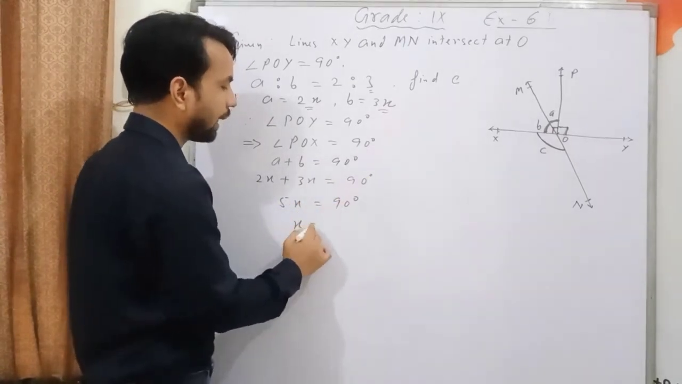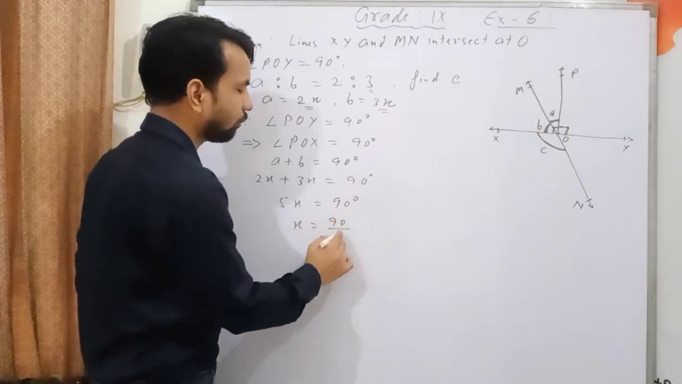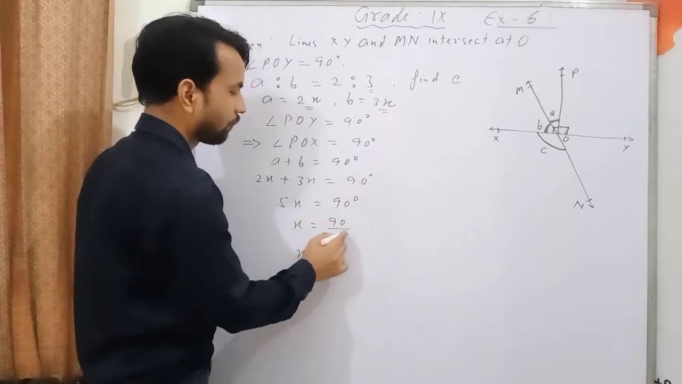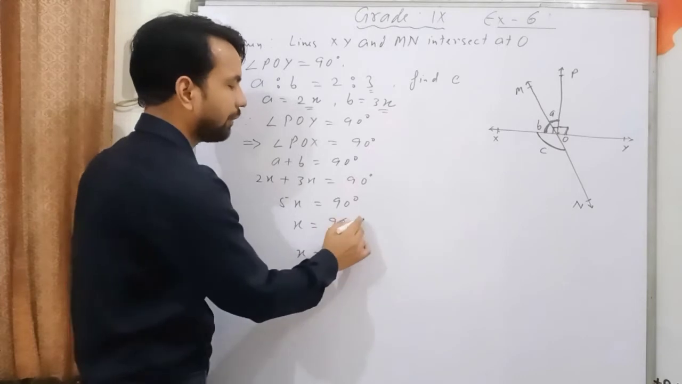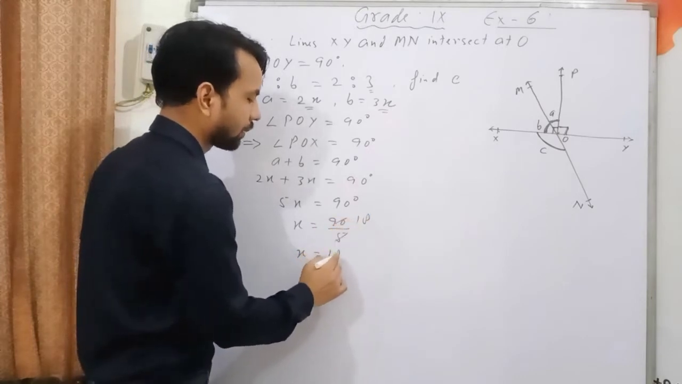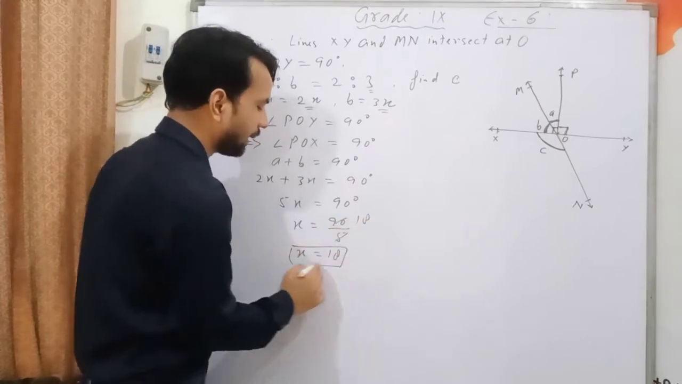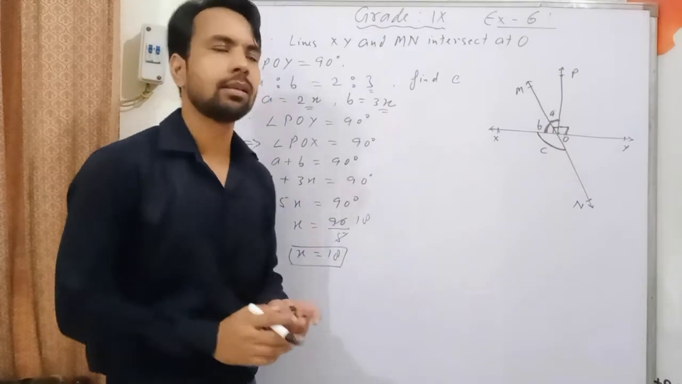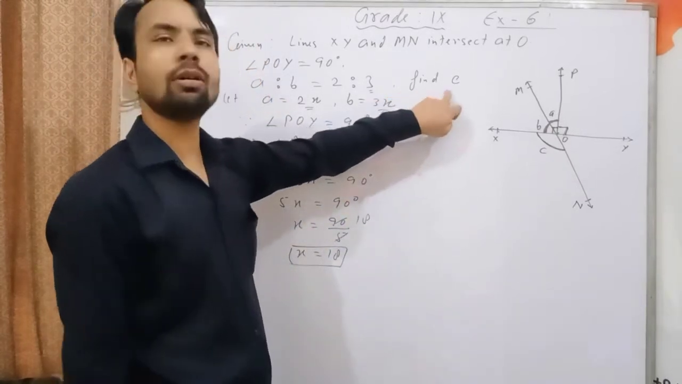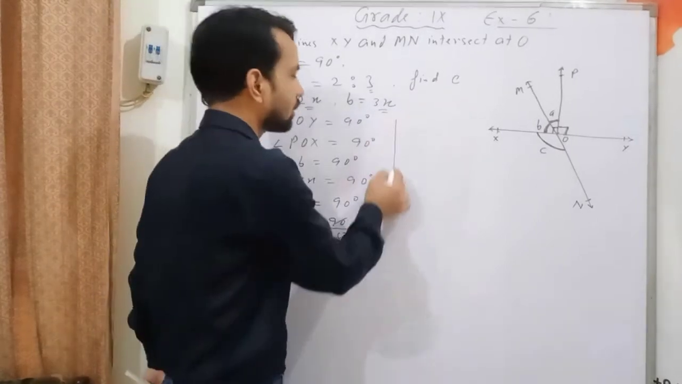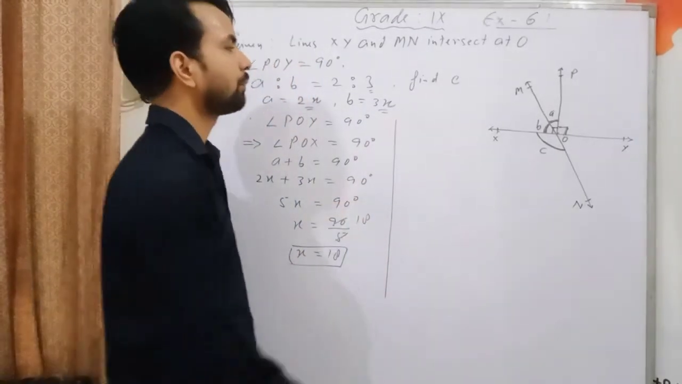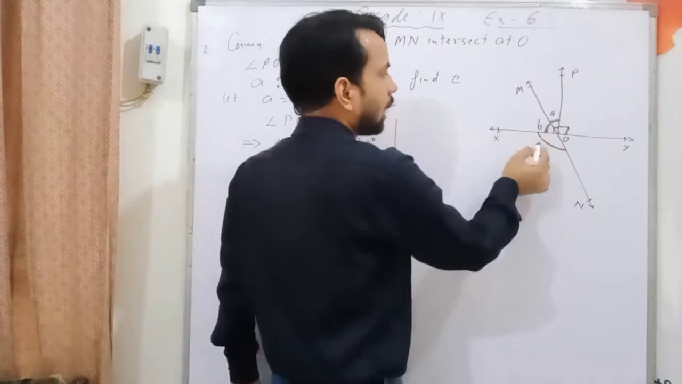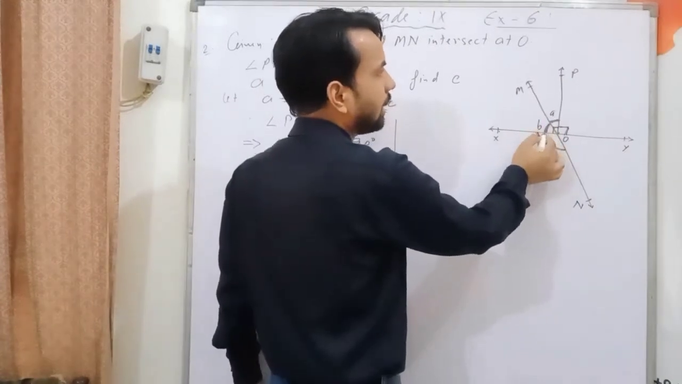Now we have to find x. So it will be 90 upon 5. x equal to, 5 ones are 5, 5 eights are 40, means 18. So the value of x is 18. But question is not asking the value of x. Question is asking the value of C. So pay attention here.